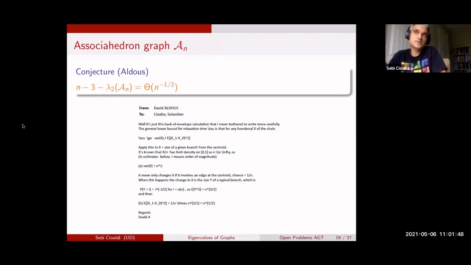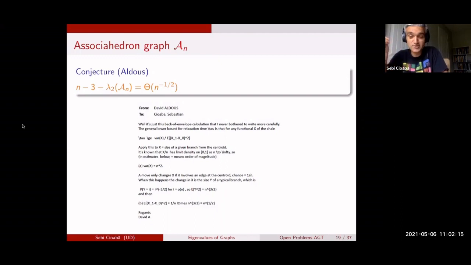Now there are bounds for the spectral gap of regular graphs, but they're usually at least one over the number of vertices times the diameter. And here the number of vertices is exponential in n, so one needs to do something. So I wrote an email a while ago to David Aldous asking him to dumb it down for me.